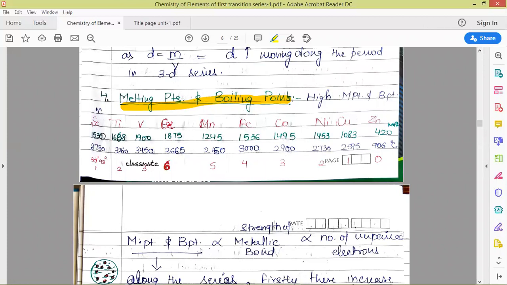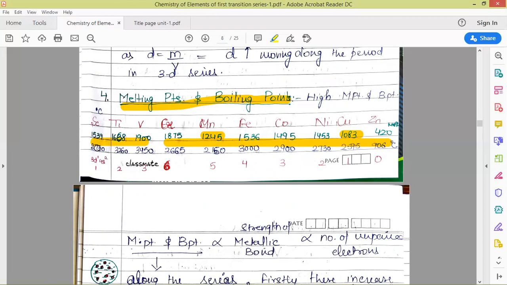From here we can see that there is an exception for manganese and copper, which I'll be discussing later. If we ignore these two values, the melting point and the boiling point, both these values increase up to vanadium, and then they start to decrease. There is a constant decrease up to zinc for both the melting points and boiling points.